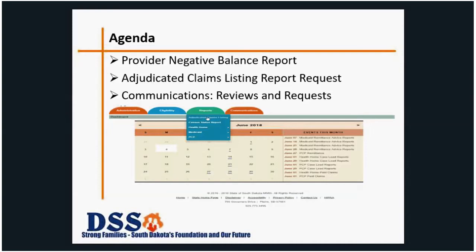As you can see on the first slide, we have added an additional tab for communications, which is where you will find the reviews and requests. The adjudicated claims listing is still in the same location as it has been in the past, where we are only adding new functionality to this report, and the provider negative balance report will be found within the Medicaid tab under reports.